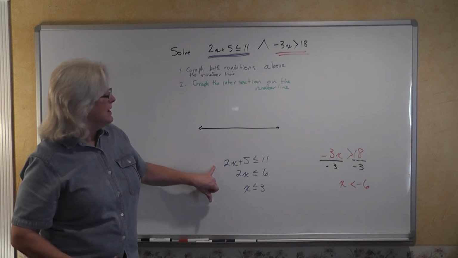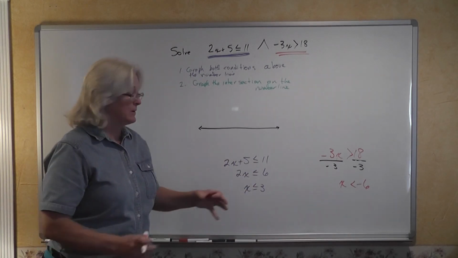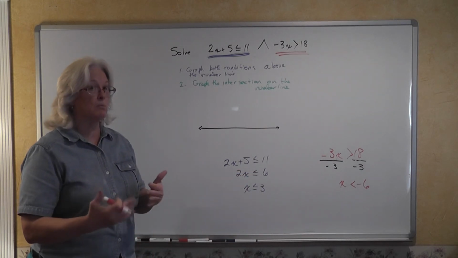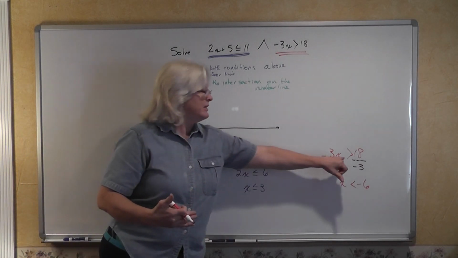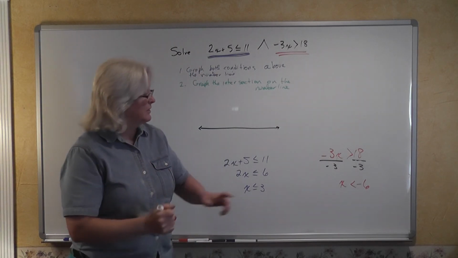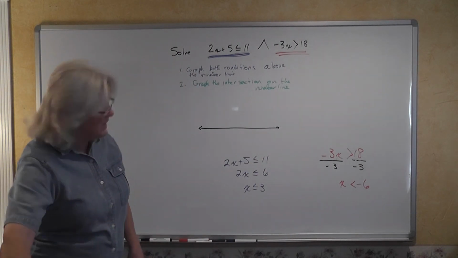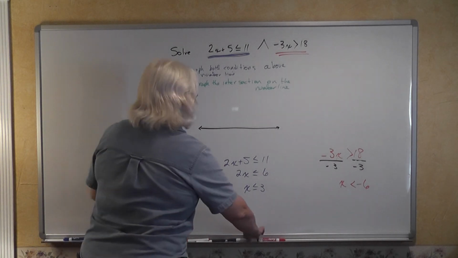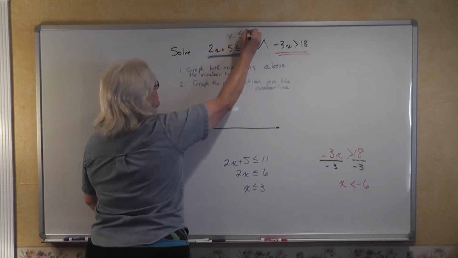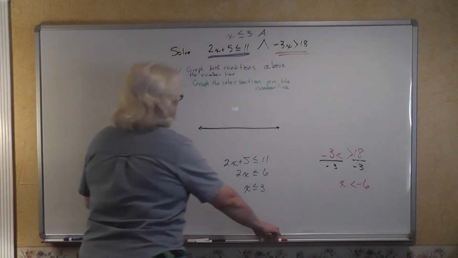This one over here, however, the direction of the inequality stays the same, because while we subtracted a 5 from both sides, we didn't multiply or divide. The only time that this symbol is going to reverse has nothing to do with negative signs. It has to do with dividing or multiplying by a negative number. So now what we have here is x less than or equal to 3 and x greater than negative 6.